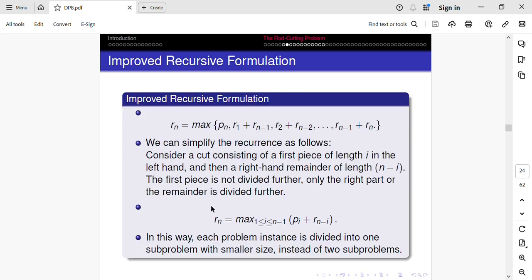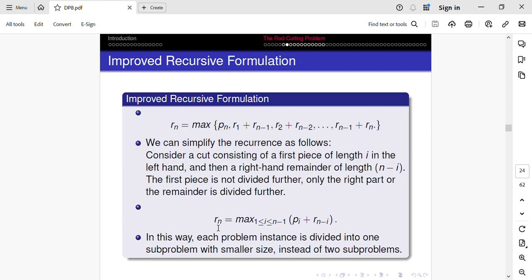We can improve the recursive formulation. This one just shows the previous recursive formulation. We can improve it by noting that at each position i, we consider the left part without breaking it into pieces, and the right part goes for the recursive formulation. For position i, the left part has price Pi for a rod of length i, and for the right one we recursively call R(n minus i), and we take the sum, and then we take the maximum over all possible values of i from 1 to n minus 1.